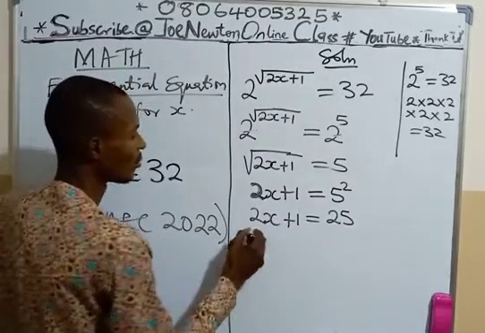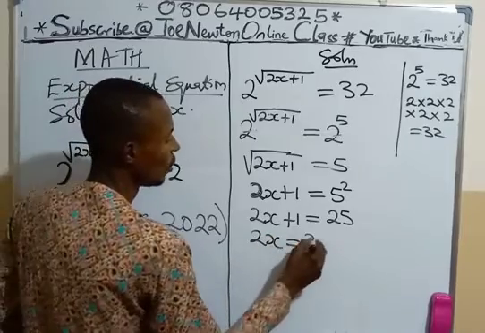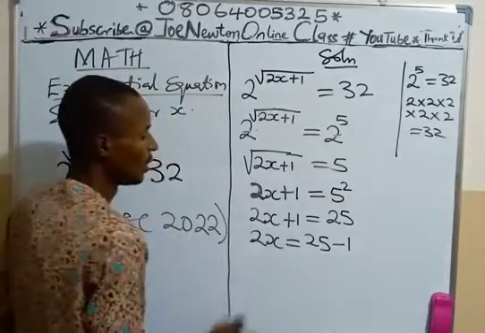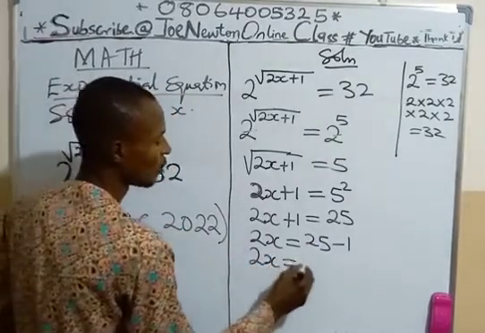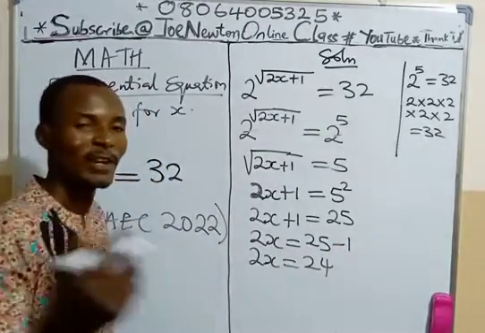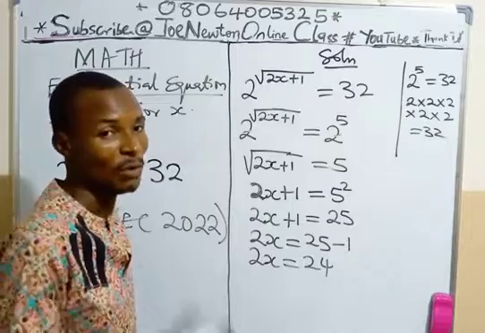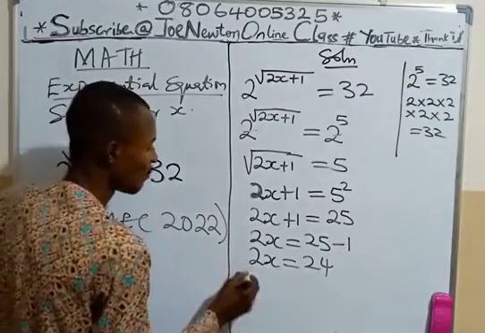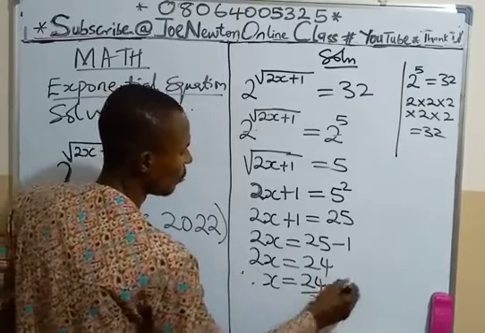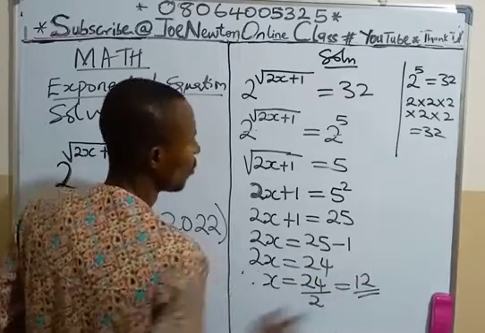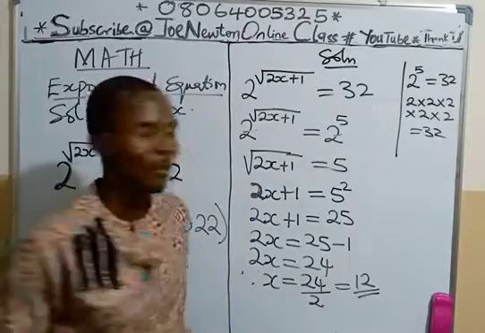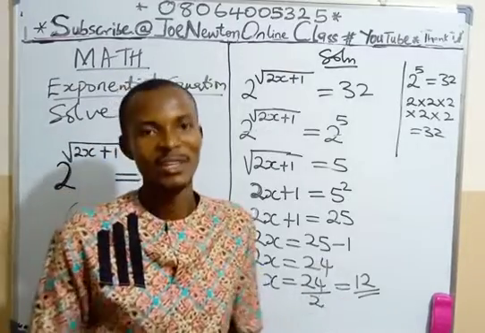Okay, collect like terms. We have that 2x is equal to 25, and the plus 1 crosses over and becomes minus 1. So we have that 2x is equal to 24, because 25 minus 1 is 24. Then for us to get the value of x finally, we divide both sides by the coefficient of x, which is 2. Therefore, x is equal to 24 divided by 2, which is 12. So the unknown value x is 12.